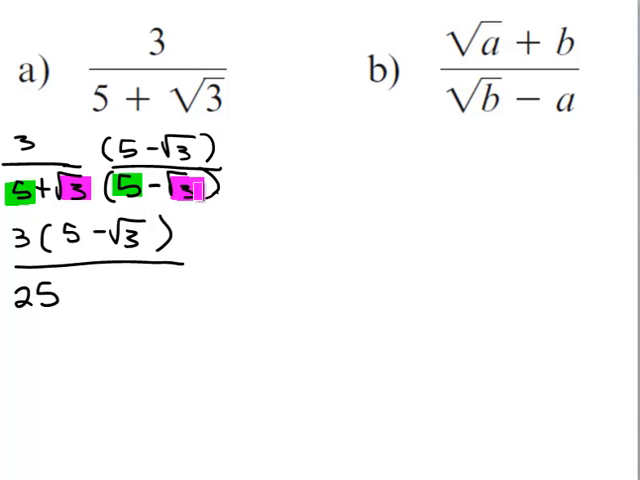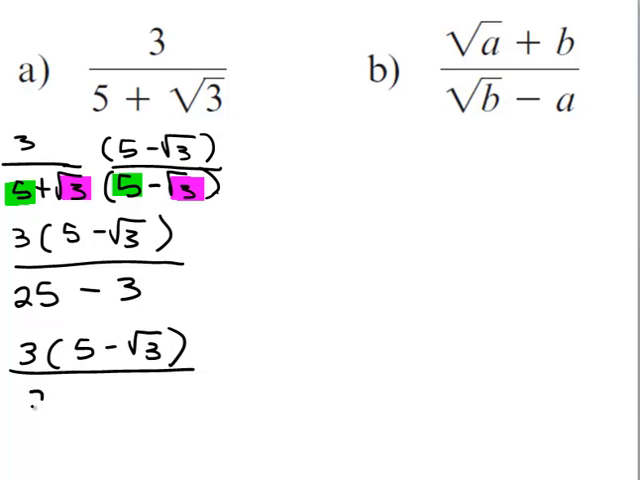This times this, well, the square root of 3 times the square root of 3 is 3. And I'm finding the difference. So in the next version of this, I have this. And what's left is 25 minus 3 is 22. There's nothing I can cancel. That's good to go.